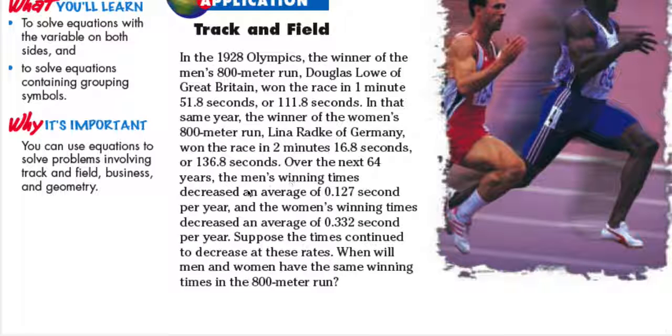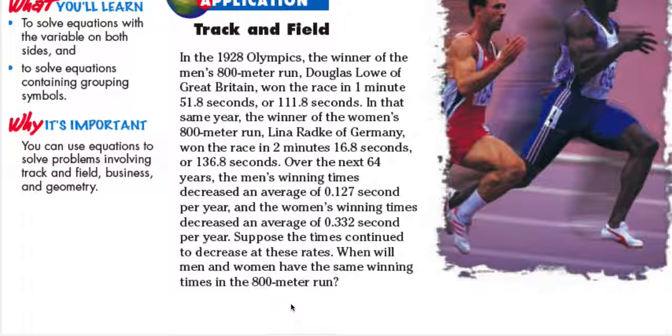Over the next 64 years, the men's winning times decreased an average of 0.127 of a second per year, and the women's winning times decreased an average of 0.332 of a second per year. Suppose the times continue to decrease at these rates. When will the men and the women have the same winning times in the 800-meter run?